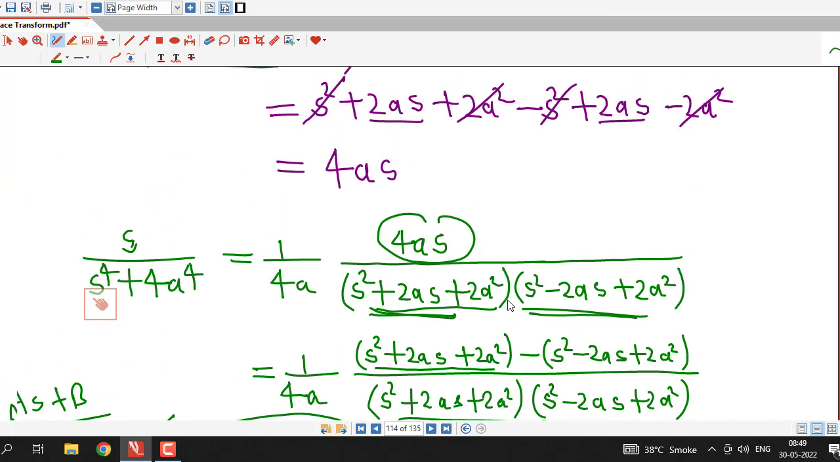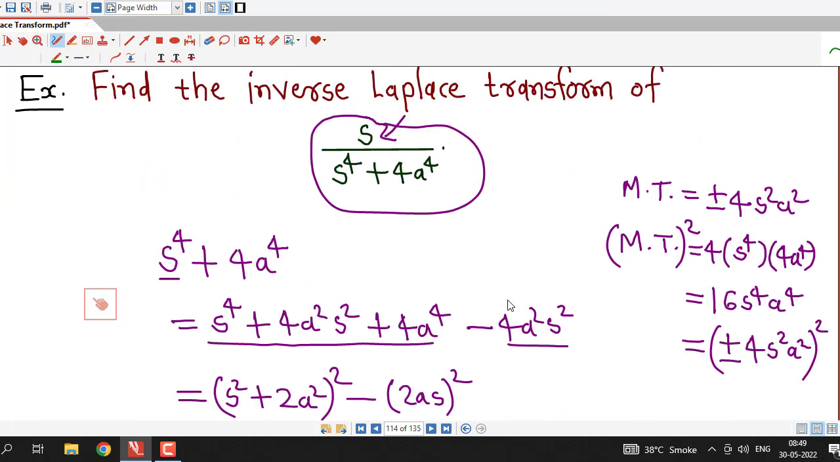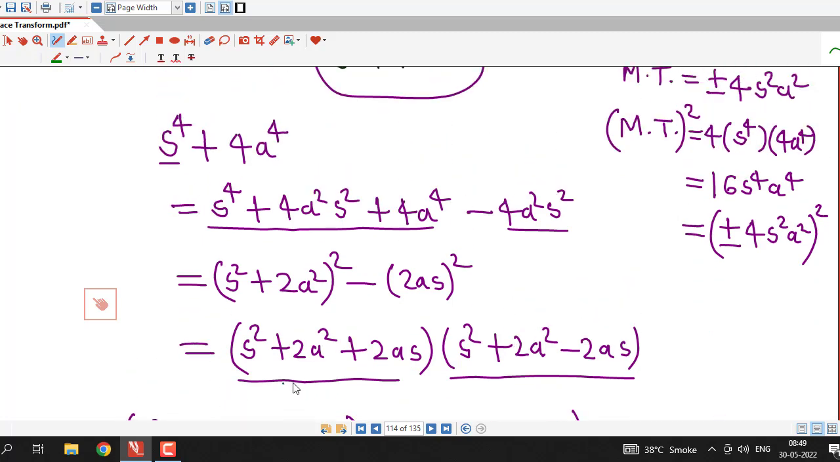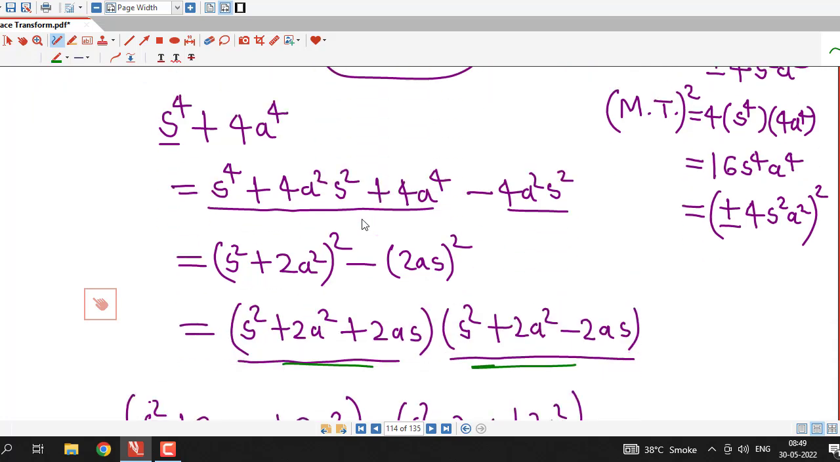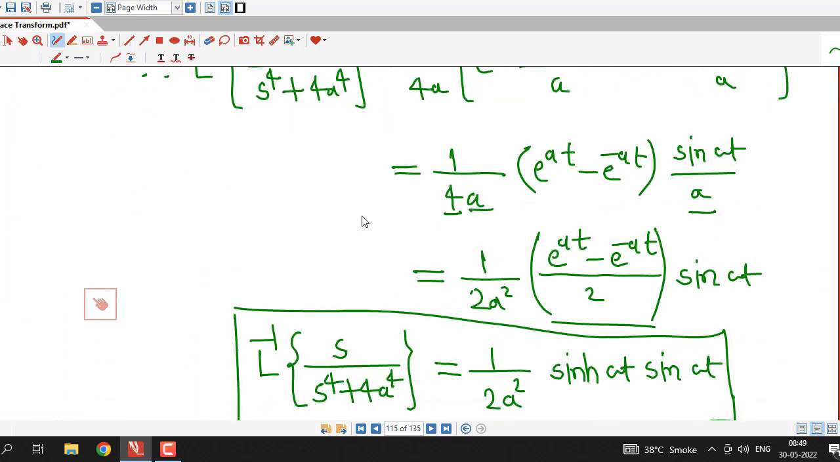So whenever we have two polynomials of equal degree in the denominator, then we can try to check whether their difference can be set in the numerator or not. If it is possible, then we can go in this way, otherwise we have to use the method of partial fractions.